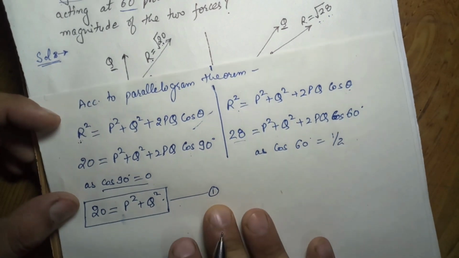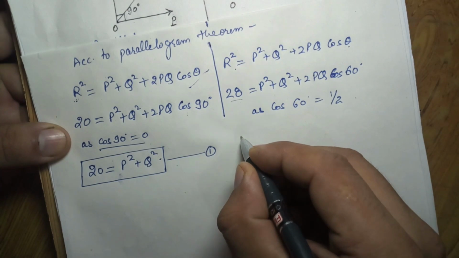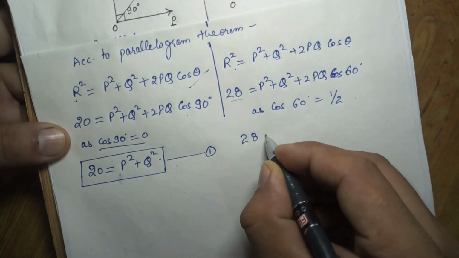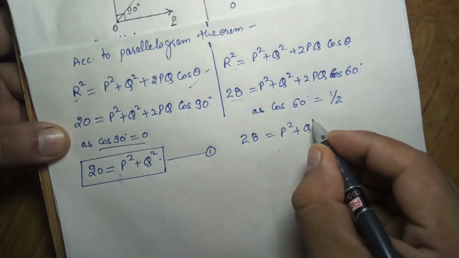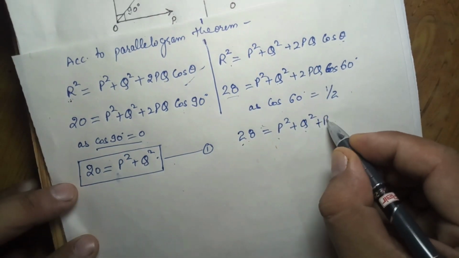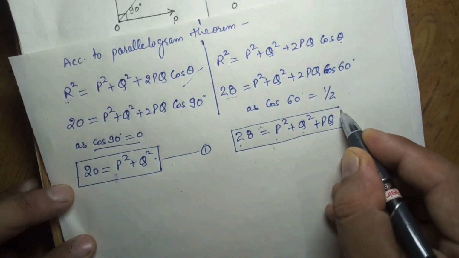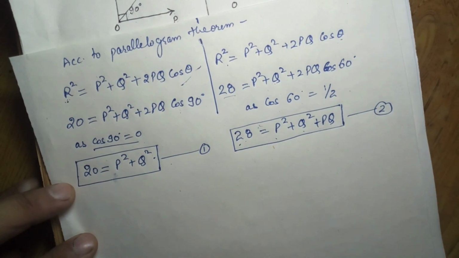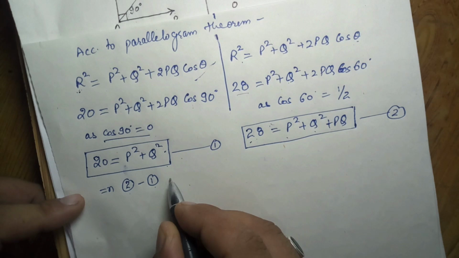So what will be our solution now for this case? The equation will become now 28 is equal to P square plus Q square plus, the 2 cancels, so it will remain only PQ. So we can say this is the equation we get from case second. Now we subtract equation 1 from 2, what will we get?